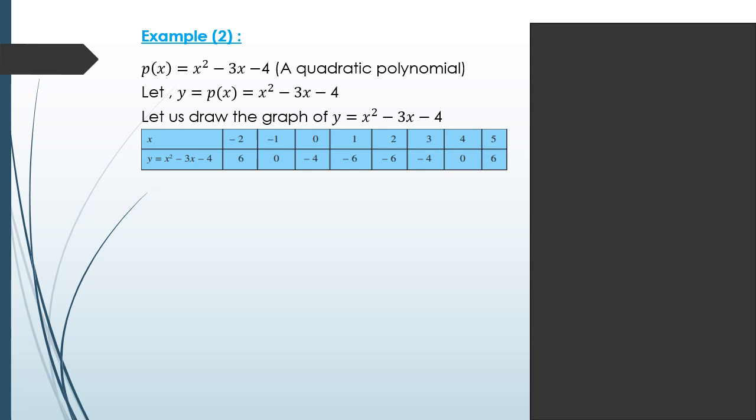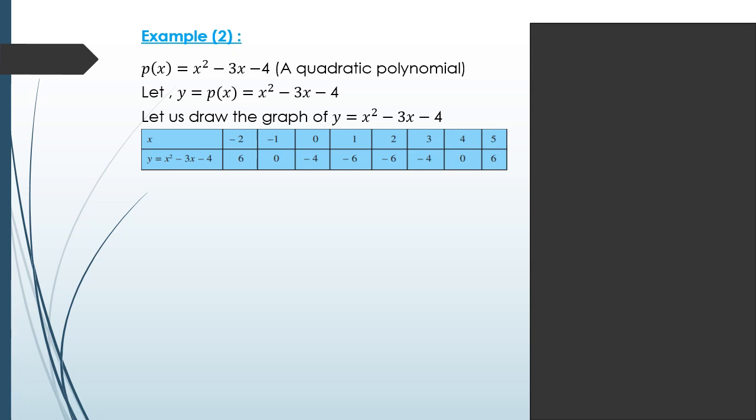Okay, so we'll plot all these points on the graph, that is, in the xy plane. Okay, -2 comma 6, -1 comma 0, 0 comma -4, 1 comma -6, 2 comma -6, 3 comma -4, 4 comma 0, and 5 comma 6. All these points we will be plotting on a graph.